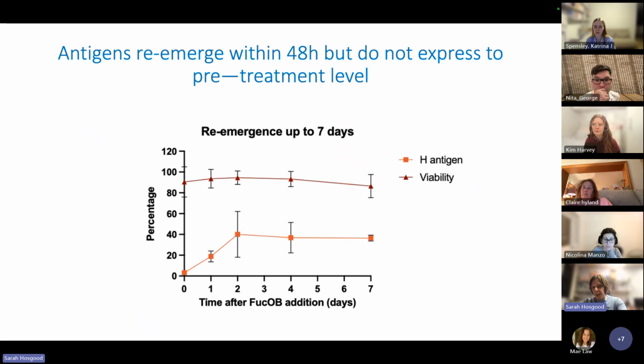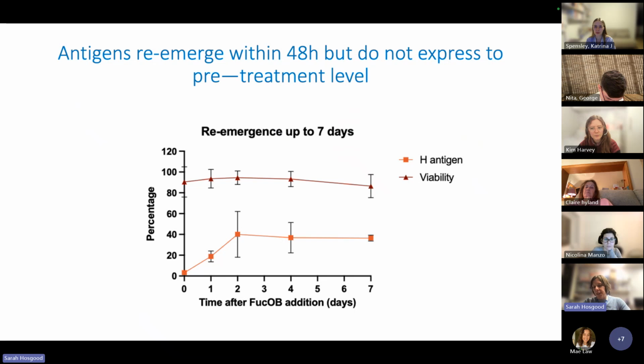And then if you look at the line on the bottom, you'll see this is the H antigen expression. So we start off at time 0, so this is when the cells have been treated, so we have no H antigen. But within 2 days, this H antigen is starting to be re-expressed to about 40% of what we would see normal. So not fully re-emerged, and that really has remained stable for 7 days post-transplant.